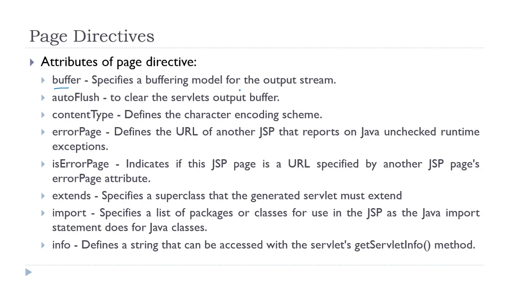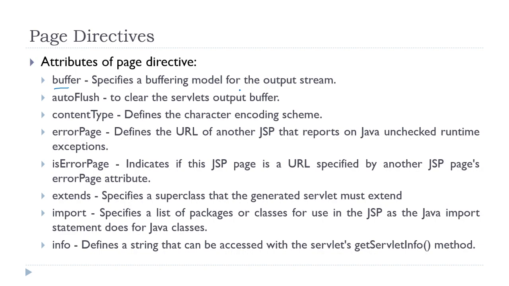Then we can also define the content type. The content type will define the type of the response that we are sending. If we are sending an HTML response, then we will specify content type to be text/html. Similarly, we can write the character encoding that we are using. We can write character encoding UTF-8, or page encoding, we can say.